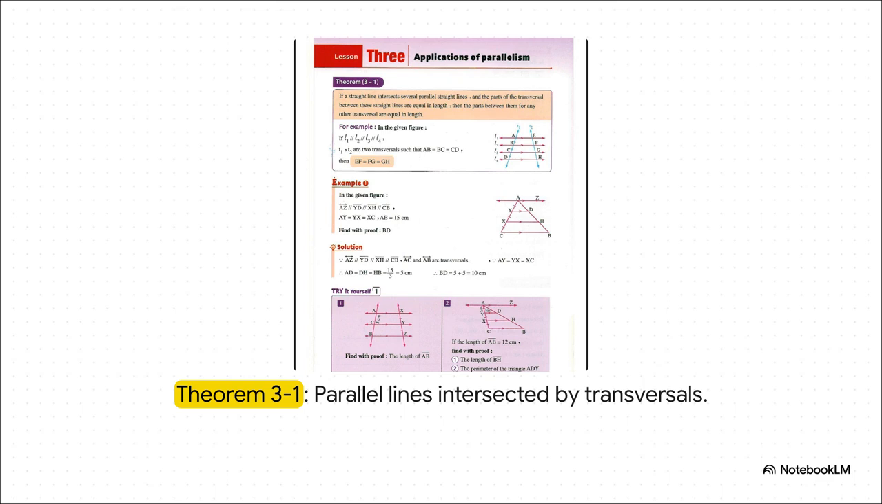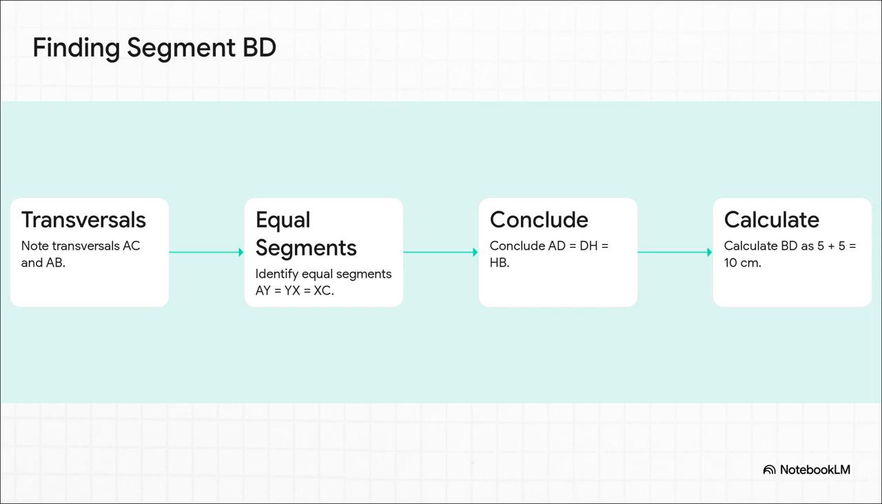to each other too. So if segment AB equals BC and that equals CD on the left, then over on the right, EF has to equal FG, which has to equal GH. It's just this perfect ripple effect of equality. Let's actually see this in practice with example 1.